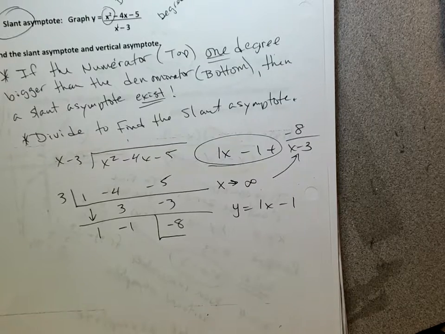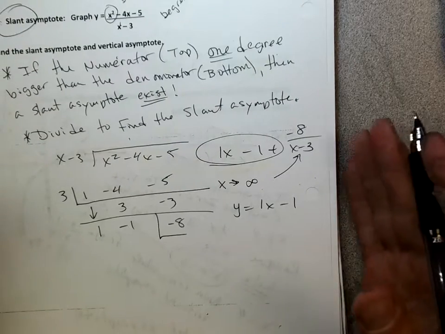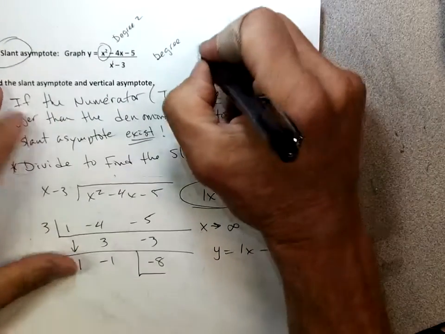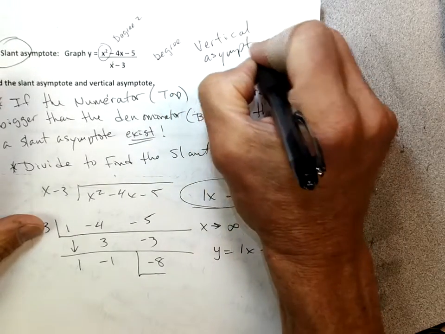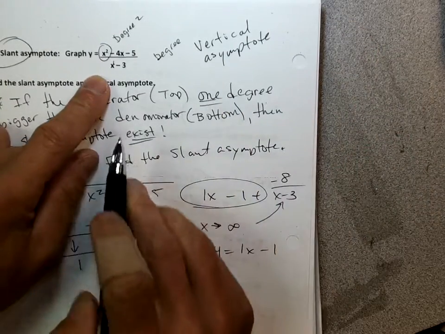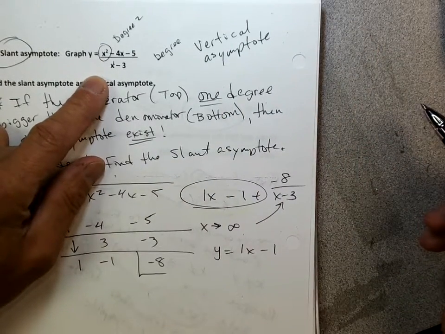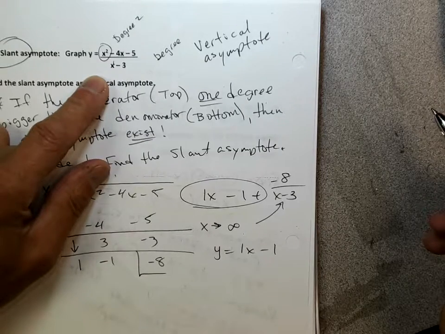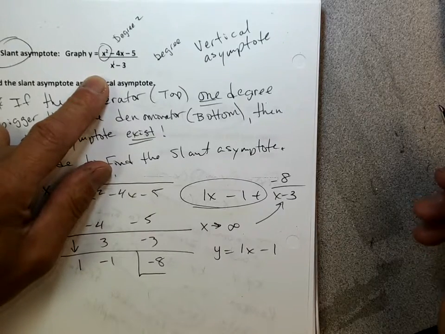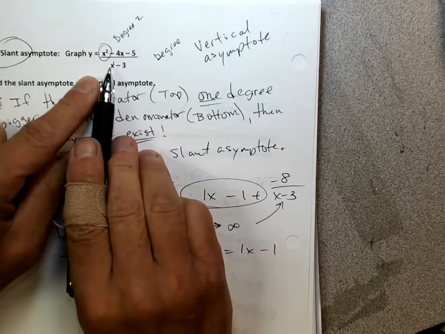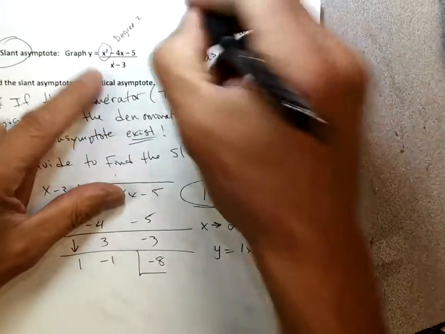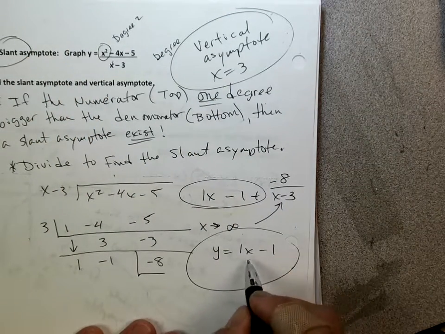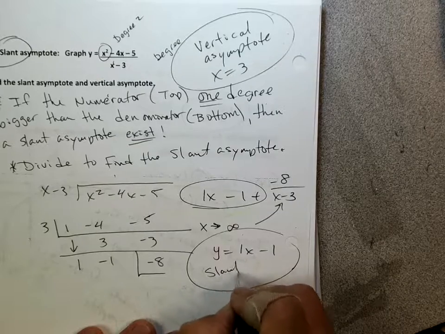Now before I do a whole lot of graphing, I have to go back up to the original, because I'm also going to have a vertical asymptote somewhere. Definitely going to have a vertical asymptote. Where's my vertical asymptote? At 3. Because if x is 3, we will divide by 0. So at x equals 3, we're going to have a vertical asymptote, and at y equals x minus 1, we're going to have a slant asymptote.